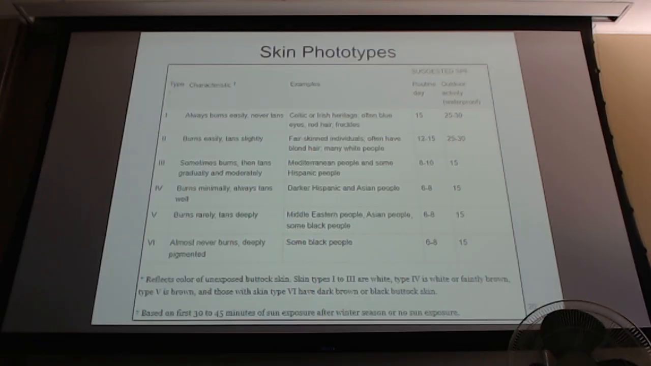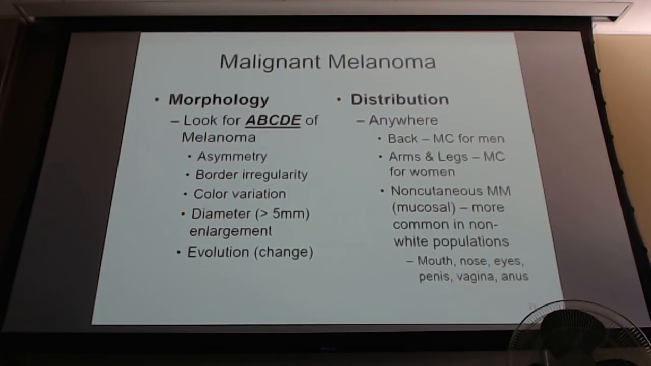Now, it's not going to be me asking you about phototype 1 versus 6 versus this or that. Now we're going to be leaning into more of the dark pigmented people or the light pigmented people, right? So, yeah, again, we're going to see some of those things. ABCDE: asymmetry, border irregularity, color variation, diameter, evolution change. Anywhere. The back is most common for men. Most common for women are the arms and the legs.